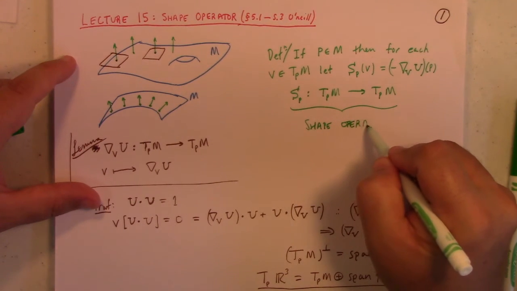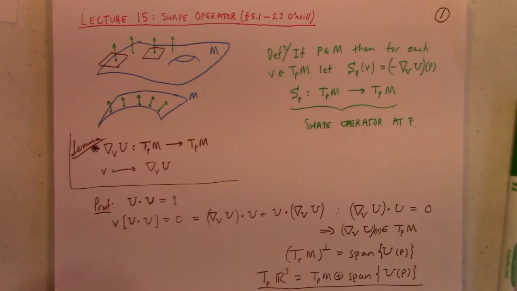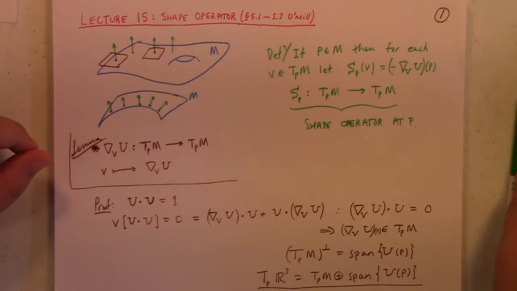I can't spell, at P. All right. Now, of course, you can do that at each point in the surface, and in so doing, you have a function from the tangent space at P to the tangent space at P.